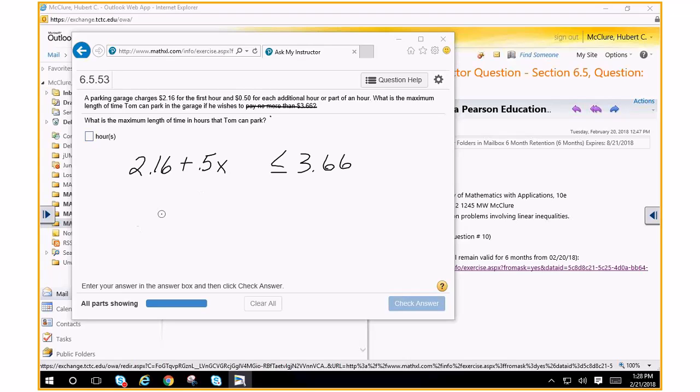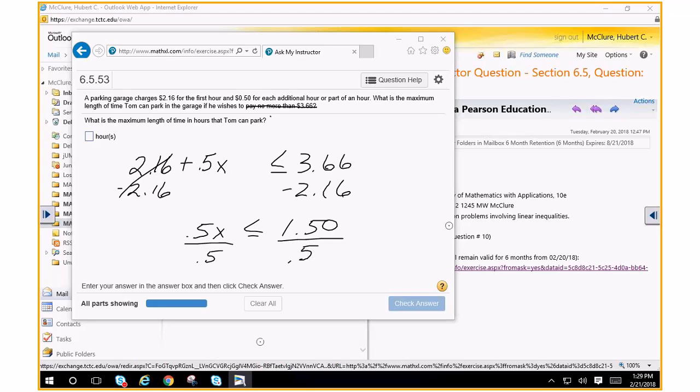So minus 216, minus 216, 0.5x is less than or equal to, somebody do this, what is that, 50 cents? Looks like it, didn't it? Oh, or $1.50. And now divide that by 0.5. 3 hours? I don't know.